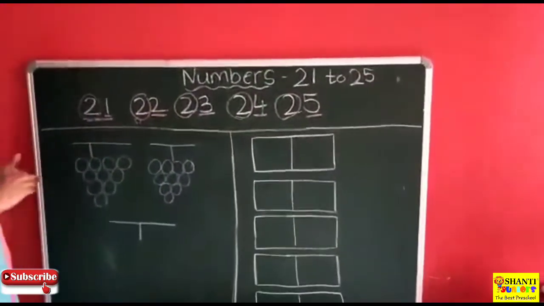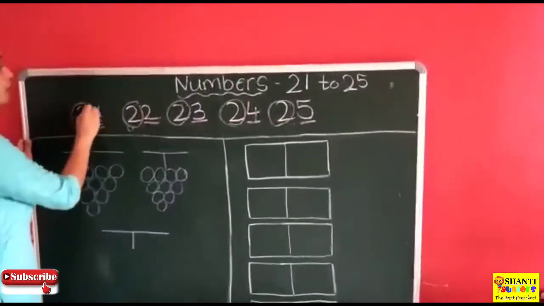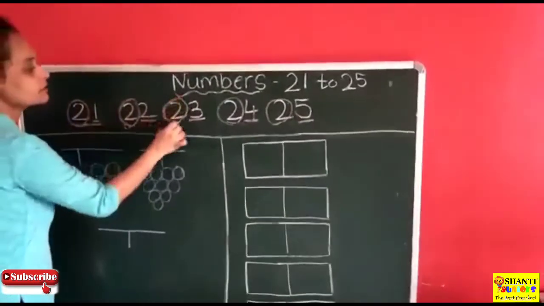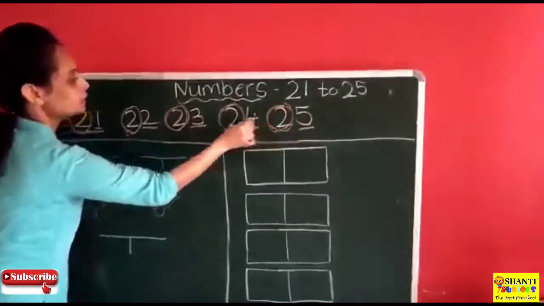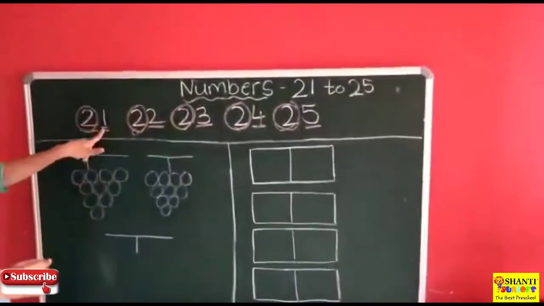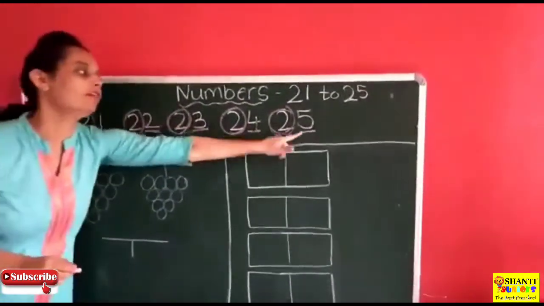And in this, children, can you see the 2 is common? Yes, because it's a 2 series. We are going to learn number 2 series. In this, 2 is common. And this is 1, 2, 3, 4 and 5.